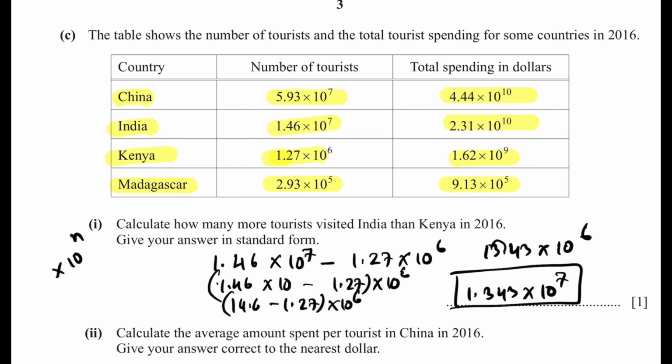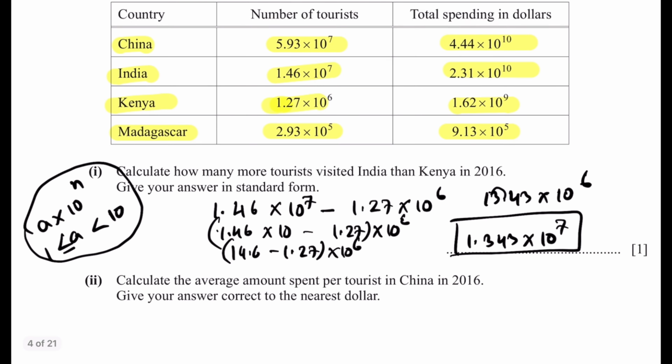10 to the power n, where a lies in between 1 and 10, and n can be positive or negative. This is the structure for standard form.